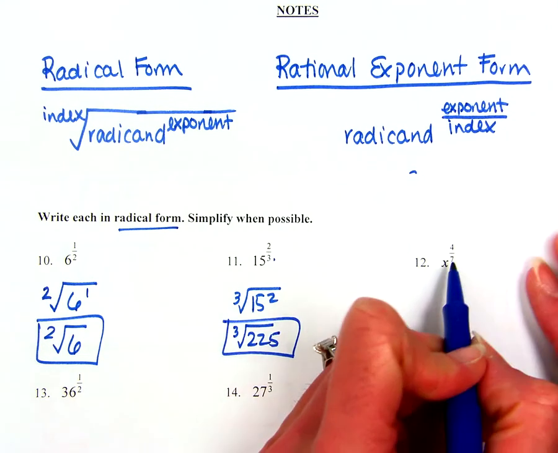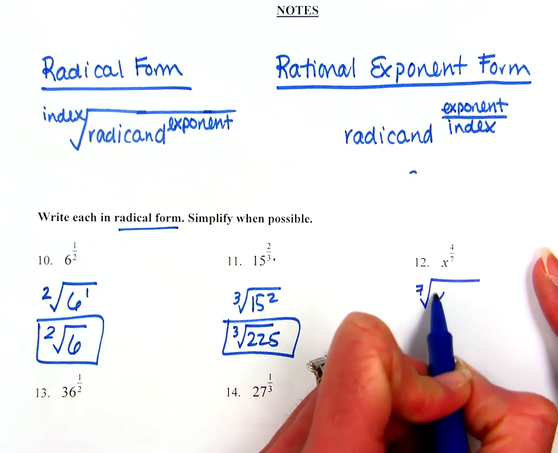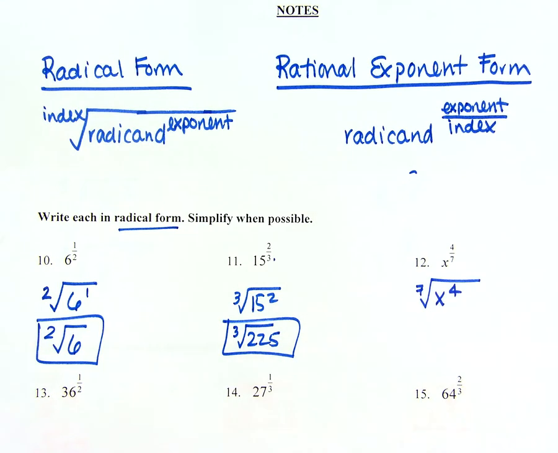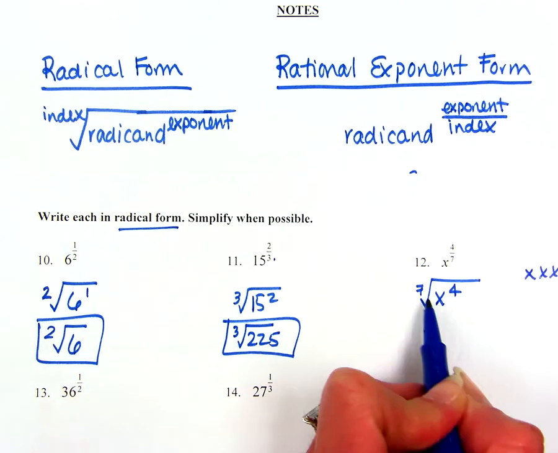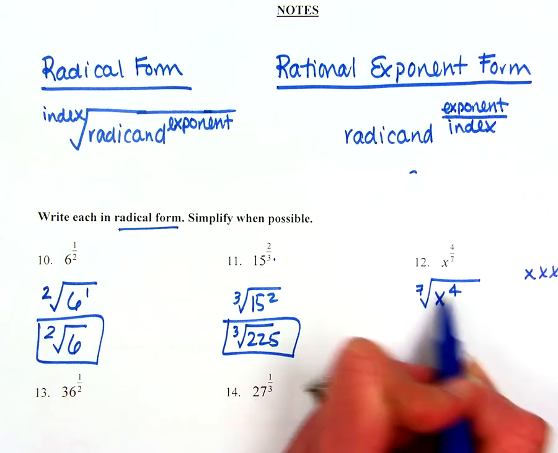All right, this one, our index is 7, so it's the 7th root of x to the 4th. And then can we take out enough x's? If we wrote out all of our x's, do we have enough for a group of 7? Well, no. So that's your final answer.